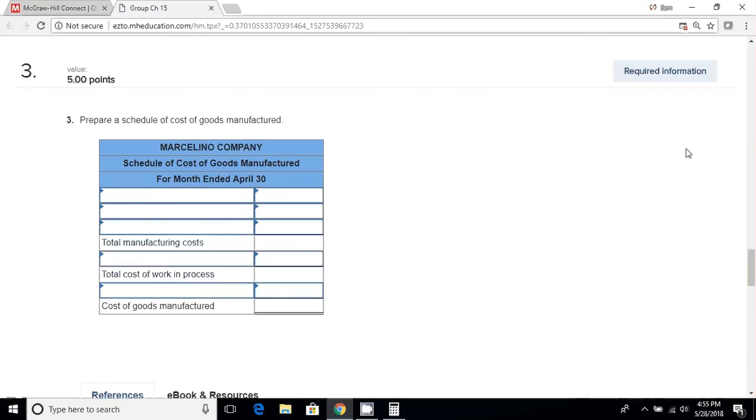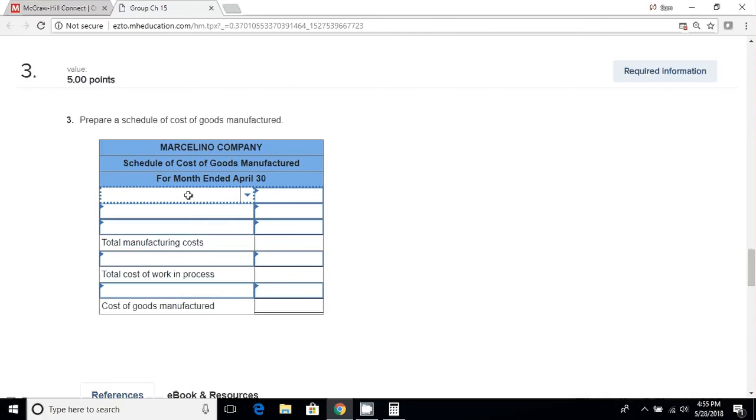We take the beginning, we add in our purchases or our total manufacturing cost, and we take away the ending, right? That's all there is to it. The thing that's different is that when we do a schedule of cost of goods manufactured, we just move the beginning inventory to this middle line here. What we need is total manufacturing cost.